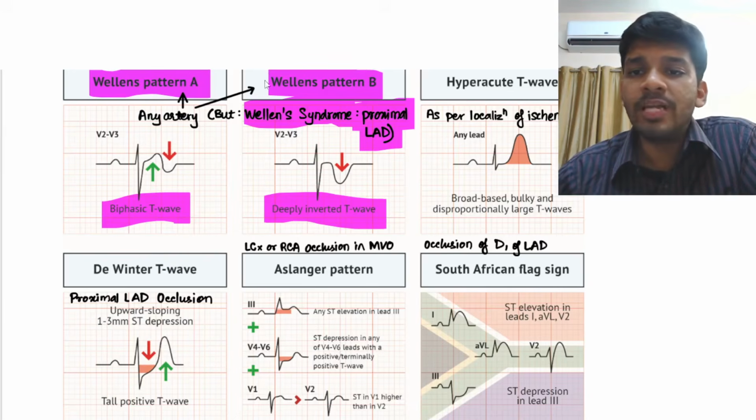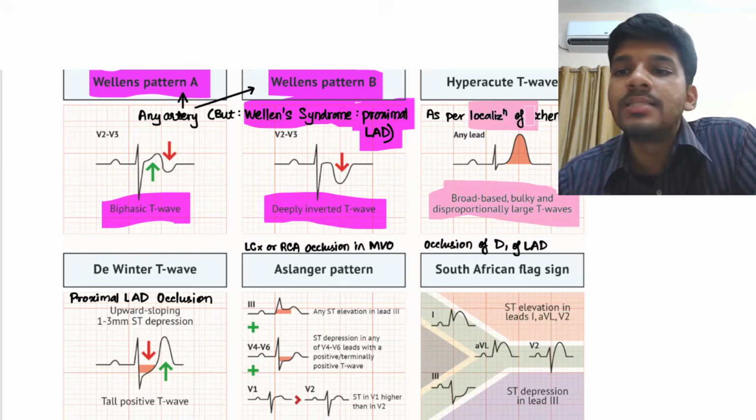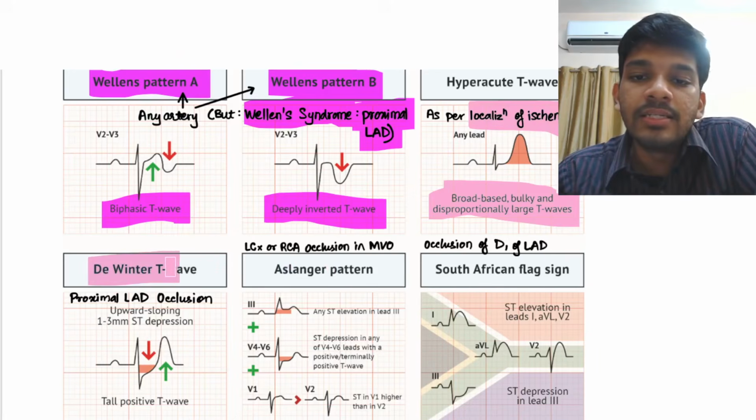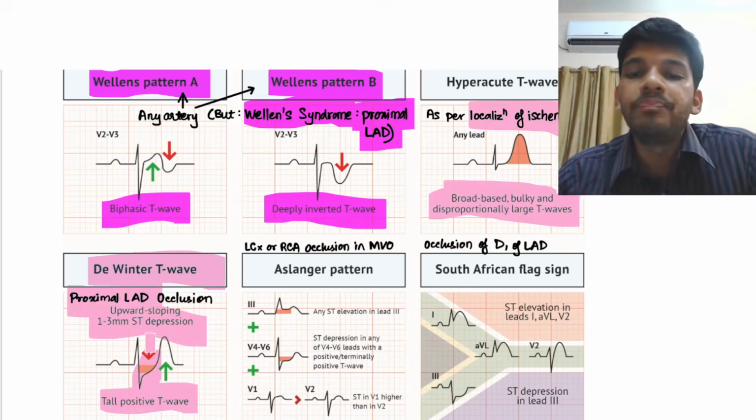Next is a hyperacute T wave. You can get hyperacute, broad-based, bulky, large T waves in certain leads, and depending on which leads they are present in, you can localize the ischemia. Then you have a pattern called the De Winter T wave, in which you get a tall positive T wave with upward sloping 1 to 3 millimeter ST depression. So you get an upsloping ST depression with tall T waves in the precordial leads. Again, a sign of proximal LAD.